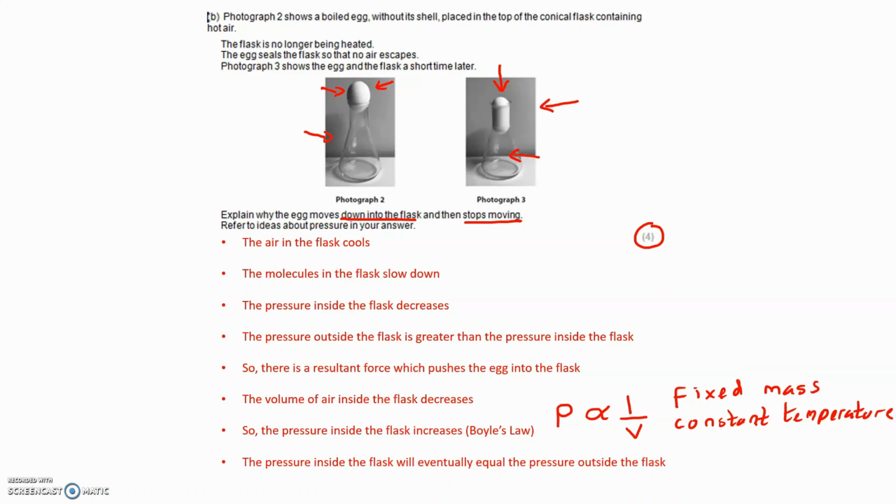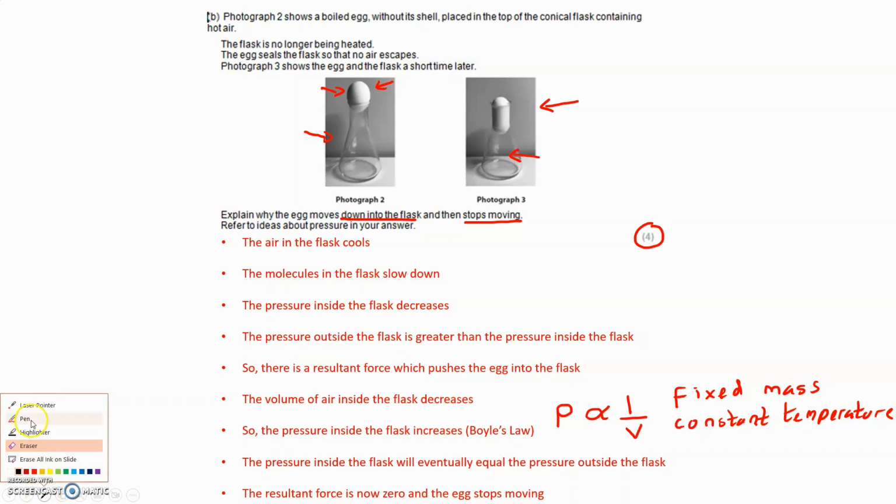So eventually the pressure inside the flask will equal the pressure outside the flask. When those two pressures become equal, the final point is that there is no resultant force. So this downwards force will disappear because the pressure outside the flask equals the pressure inside the flask, and we have explained our final point, which is why the egg stops moving. So a lot of work for 4 marks there to actually explain that properly.